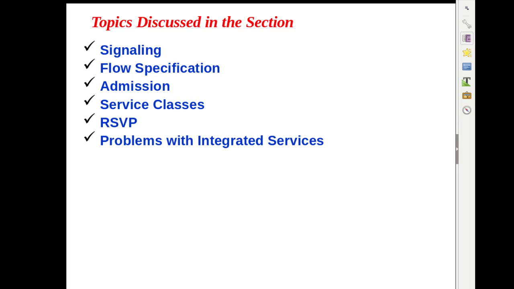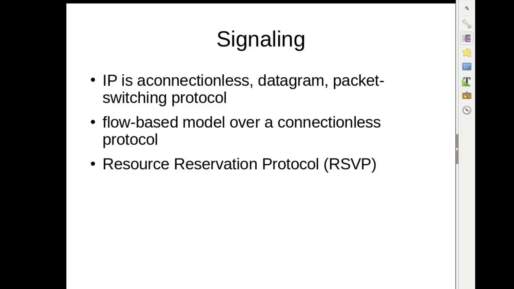Before seeing RSVP, let me tell you about signaling. What can this signaling be? We know that IP is a connectionless datagram packet switching protocol, right? So how can we implement a flow-based model over this connectionless protocol? The solution is a signaling protocol, which runs over IP and provides the signaling mechanism for making a reservation. The protocol is the Resource Reservation Protocol. We call it RSVP.